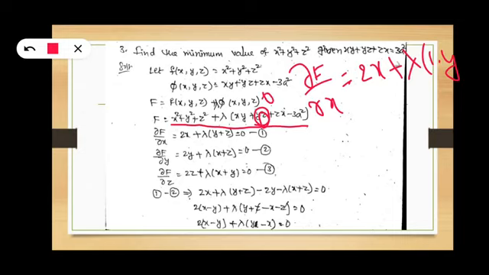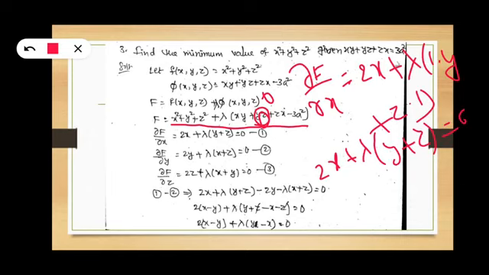Next plus zx means z into x, the differentiation of x is 1. Minus 3a square will be 0. So here we take dou f by dou x is equal to 0. So 2x plus lambda of y plus z is equal to 0. So here 1 into y, z into 1 is z. So here 2x plus lambda into y plus z is equal to 0.